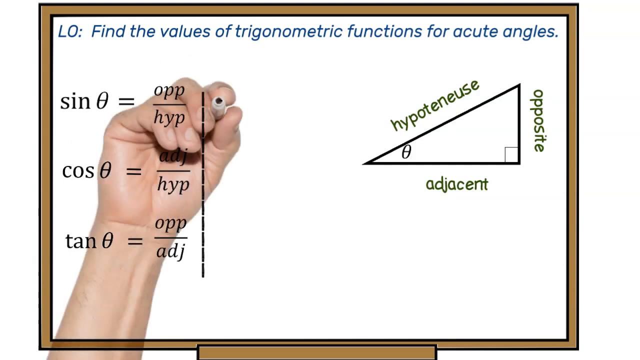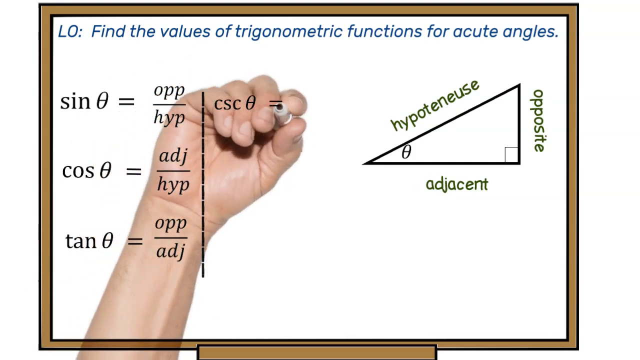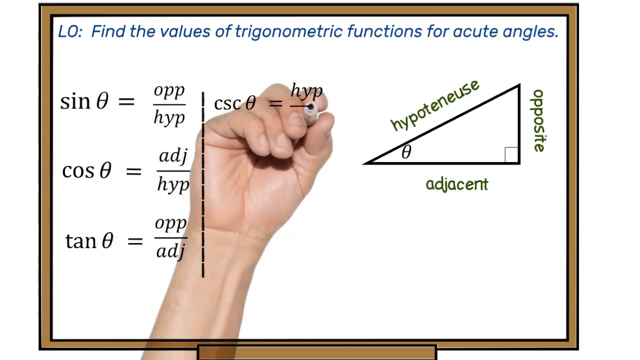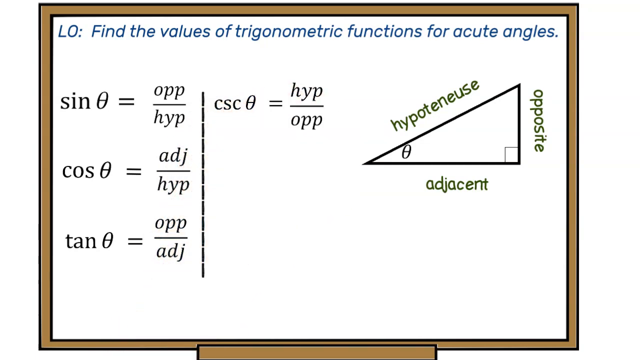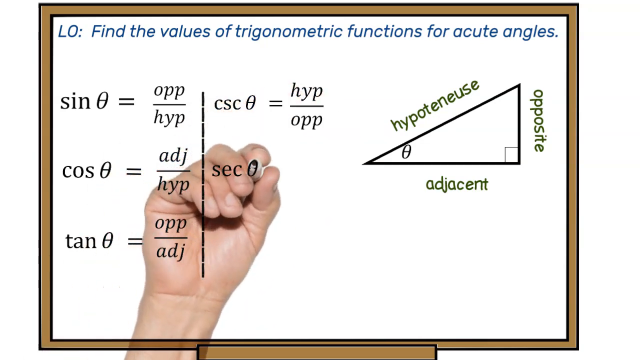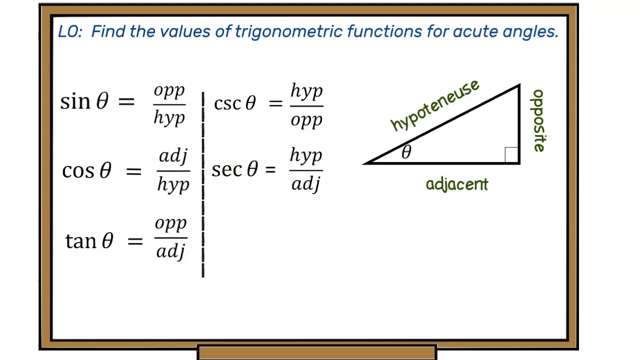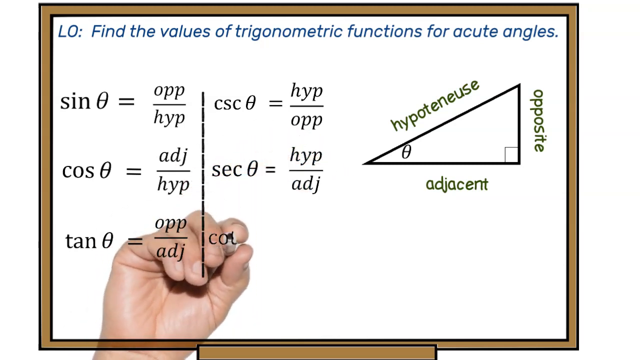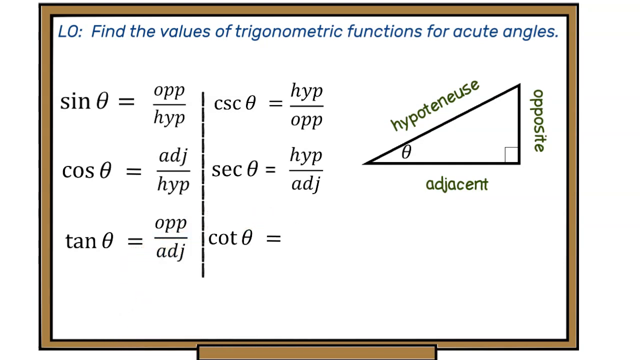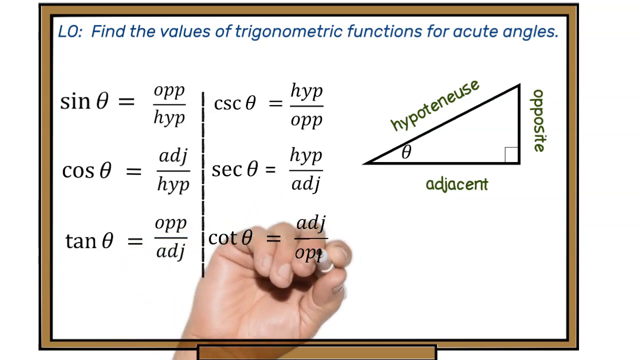The reciprocal functions. So cosecant of theta is hypotenuse divided by opposite. The secant of theta is hypotenuse divided by adjacent, and the cotangent of theta is adjacent divided by opposite.